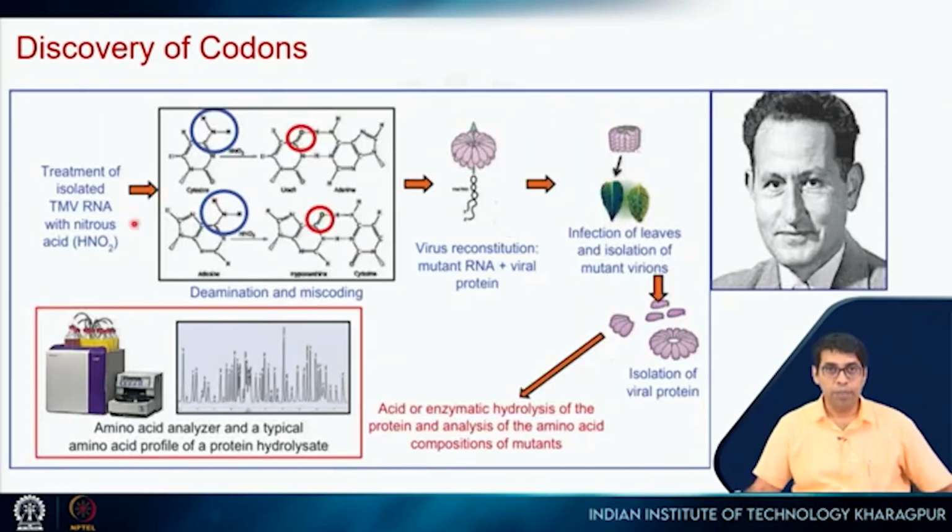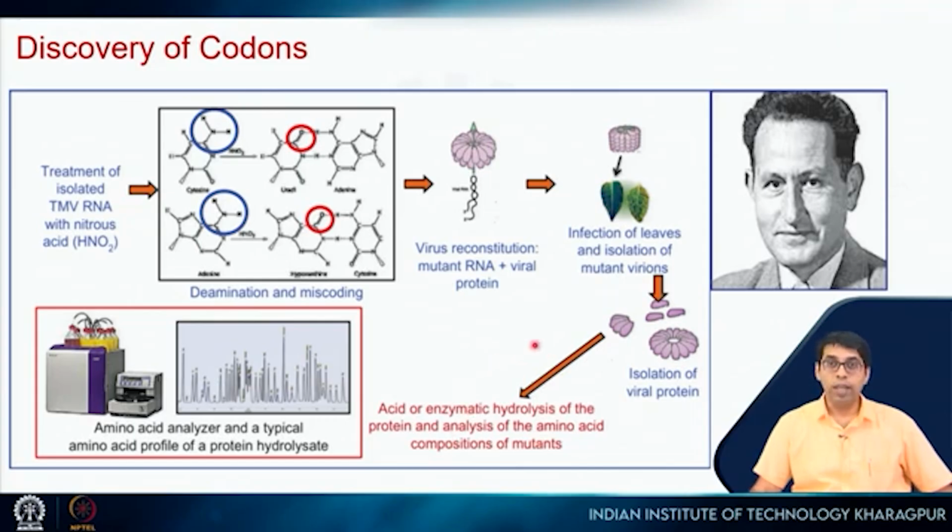So the experiment is briefly shown here. You have this TMV RNA. It was treated with nitrous acid, HNO2, and the viral reconstitution was done. So you have the mutant RNA, viral protein. You have the reconstituted virus which infects the tobacco leaves, and then they will replicate. Now you isolate this viral protein and then you do the sequencing.